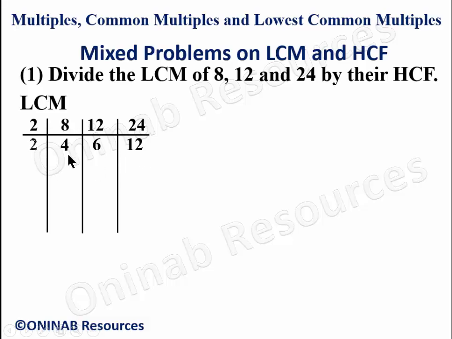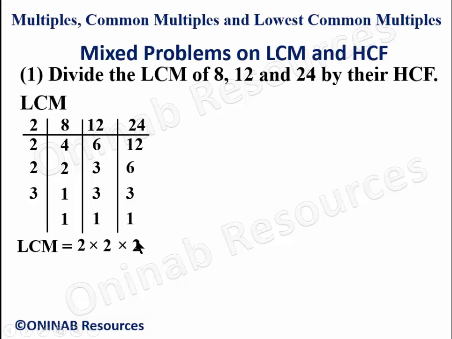2 goes again. So this is giving us 2, 3, and 6. 2 still goes. So this is going to give us 1. 2 cannot divide this. I bring the 3. 6 divided by 2 gives 3. 3 goes finally. We have 1, 1, 1. So our LCM here is going to be 2 times 2 times 2 times 3. This is 6, 12, 24. So the LCM is 24.